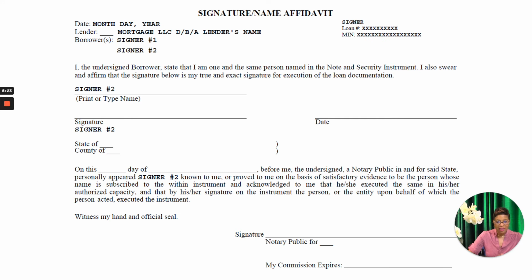Witness my hand and official seal, because you are an officer, honey. And then you sign it. Notary Public for the state of Texas. Write in when your commission expires, and that signature should be the same name as it is on your seal. So if you wrote your whole name, honey, write your whole name signature and stamp the document.